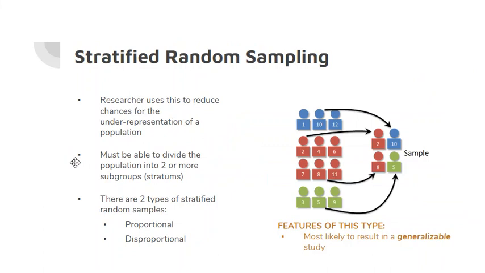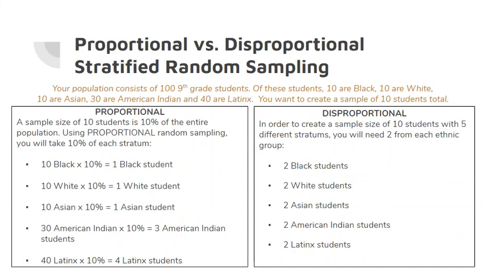Stratified random sampling, you'll actually see this quite a bit too. We're trying to look for ways to reduce underrepresentation of a population, and this is one way to do that. Notice the reddish, purplish color is twice as big as the blue and green. So in order to get a representative sample, we've got to do some stratification to make the appropriate conditions for generalization.